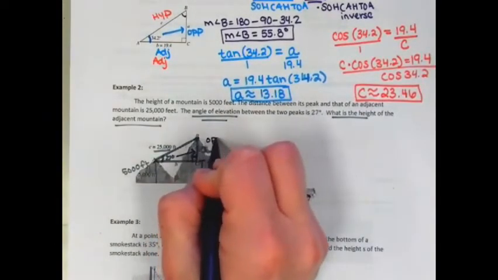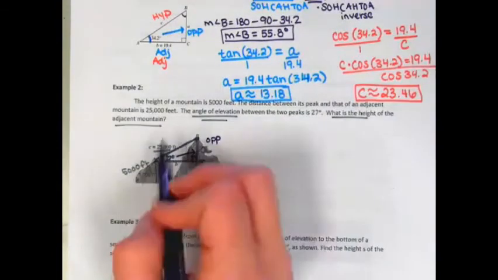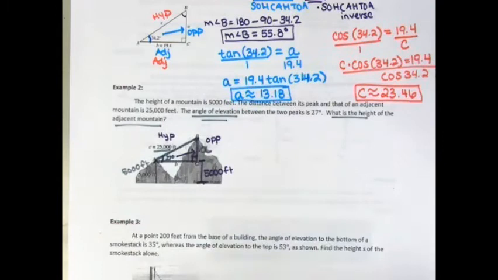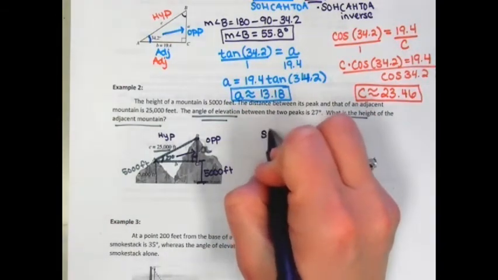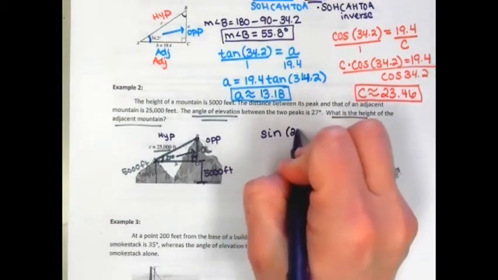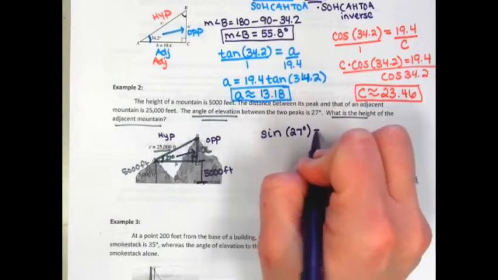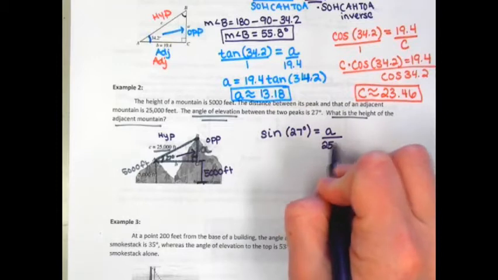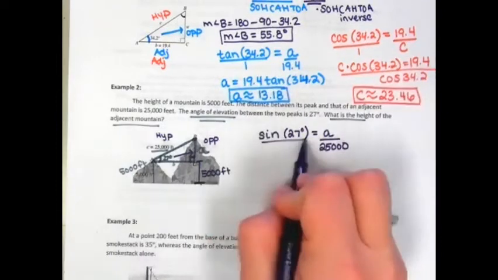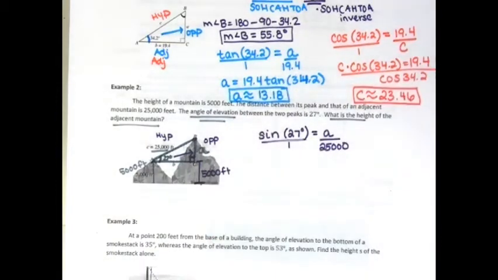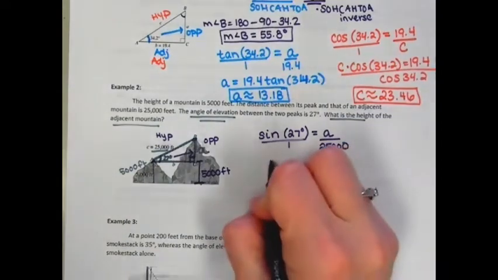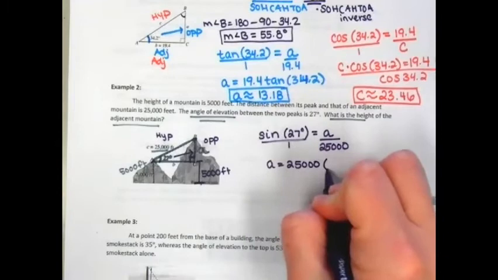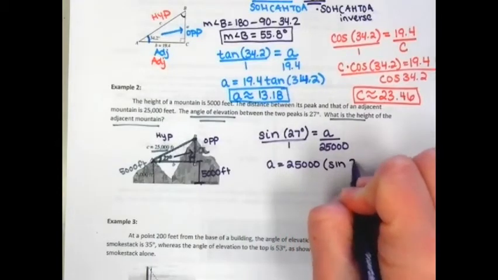Opposite. And the 25,000 is my hypotenuse. So what uses opposite and hypotenuse? So the sine of my angle, which is 27 degrees, is equal to my opposite over my hypotenuse, which is 25,000. Okay. Cross multiply. So A is going to equal 25,000 times the sine of 27 degrees.